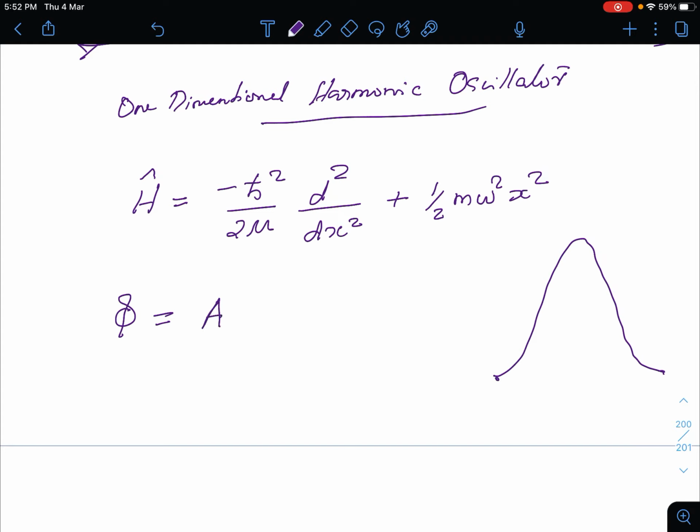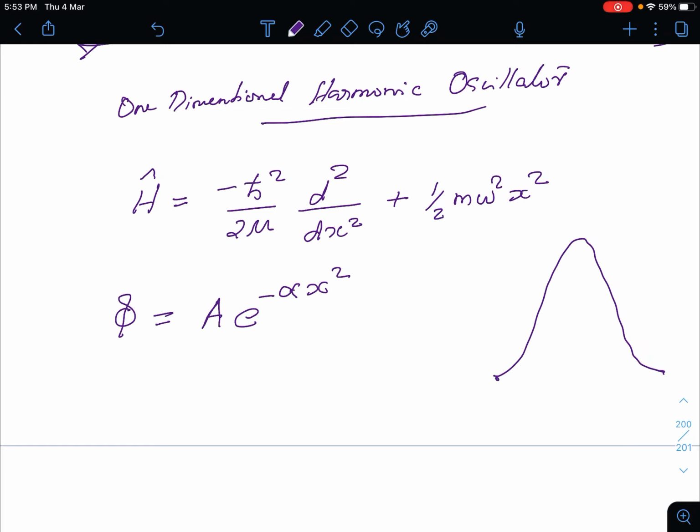So A e raised to minus alpha x square, a function of that kind. So this is a Gaussian function. Obviously you know that. As x goes to infinity, it becomes 0. As x goes to minus infinity also, this becomes 0. So this is a Gaussian wave function. Okay, good.